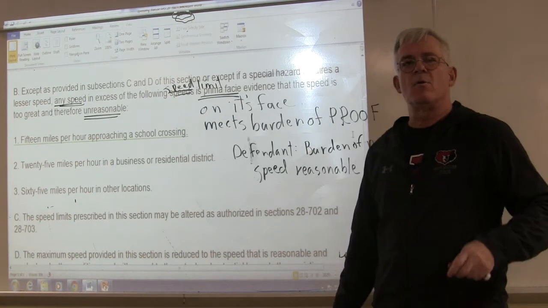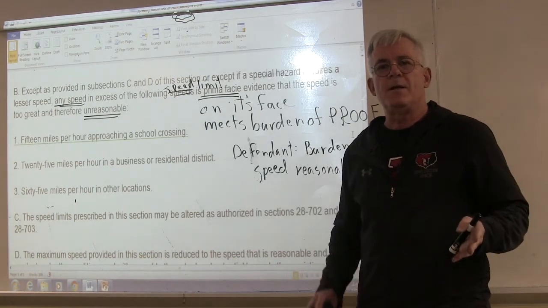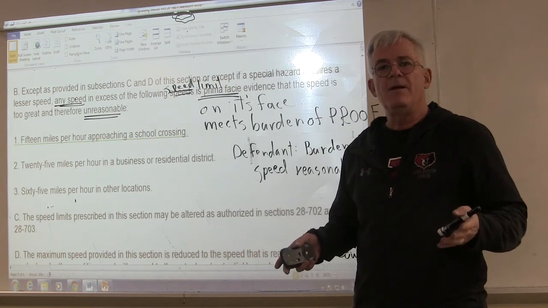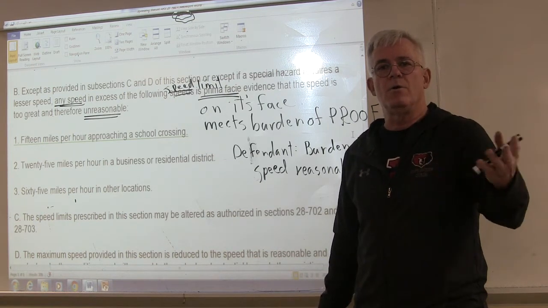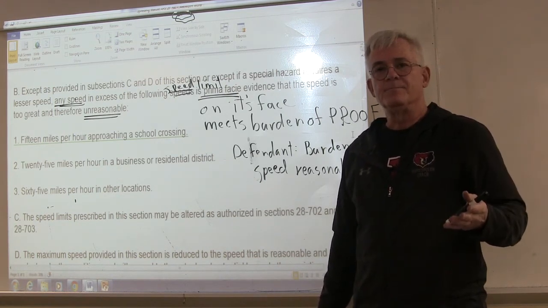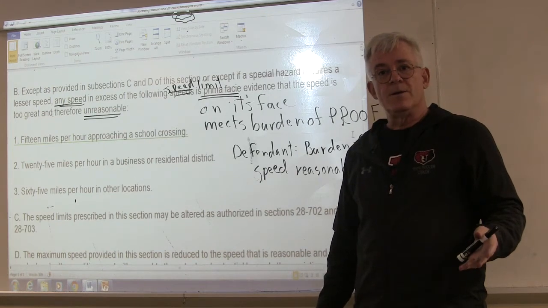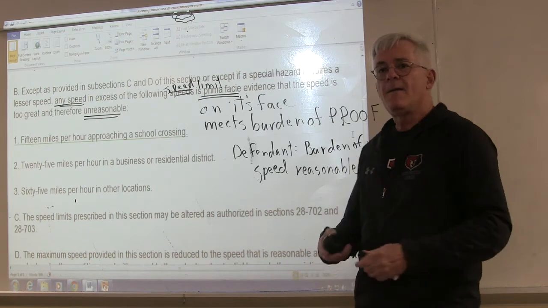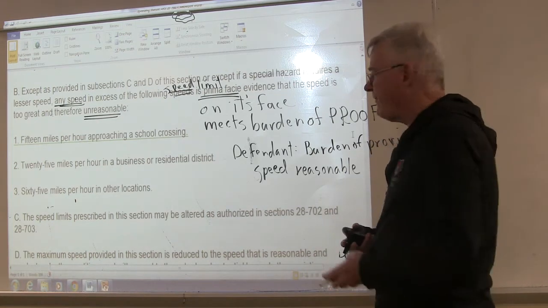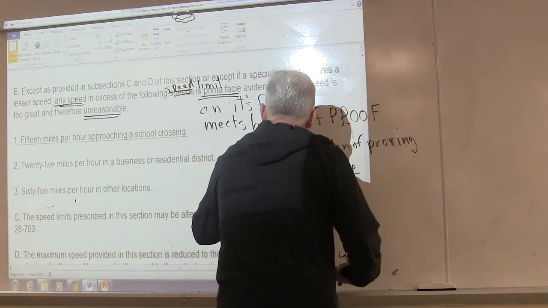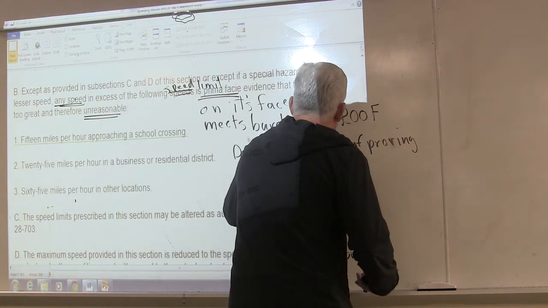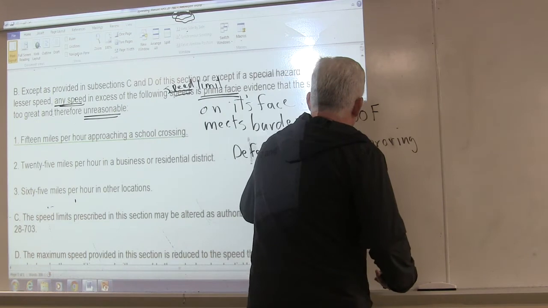2 scenarios. Number 1, you're driving down a road, speed limit's 45, you get a ticket for going 55, and everybody else on the road is driving 55. Do you have a defense? Is that a defense that you are driving with the flow of traffic? Flow of traffic.